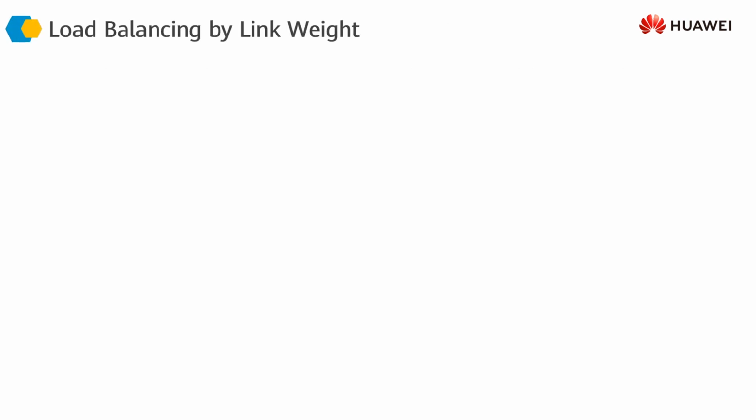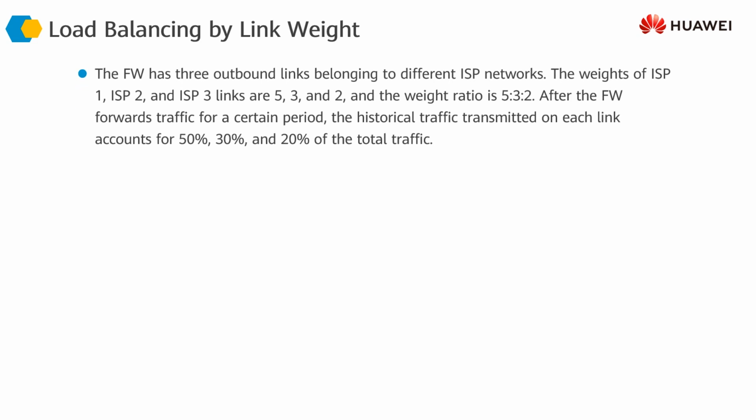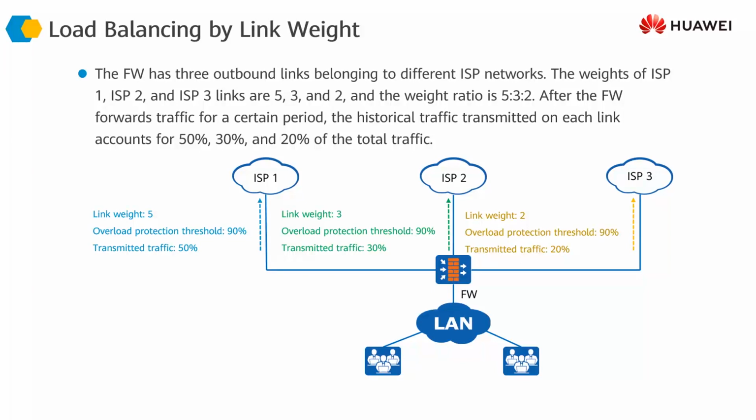The next method that we use is load balancing by link weight. This is another global route selection policy mechanism in which we assign different weights to different links, and then we forward traffic based on those weights. If you look at this example, once again there are 3 links going through 3 different ISPs, and each of those links has been assigned a certain weight. For example, the ISP1 link has been assigned a weight of 5, the ISP2 link a weight of 3, and the ISP3 link a weight of 2.